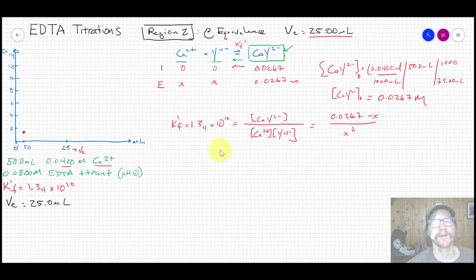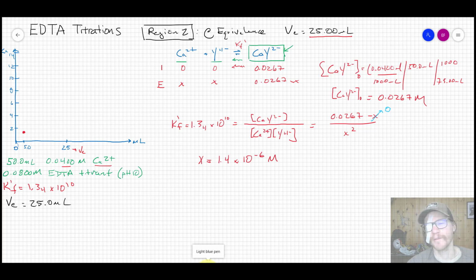So I'm going to set up the original complexation reaction in an equilibrium expression, set that equal to K prime F, which we already computed as 1.34 times 10 to the 10. And so that simplifies to 0.0267 minus x over x squared. So we can solve this system for x. I didn't do a quadratic. Instead, what I did was just assume that this x here was tiny, simply because we have a really massive Kf pushing us in the complex direction. So that's 10 to the 10.